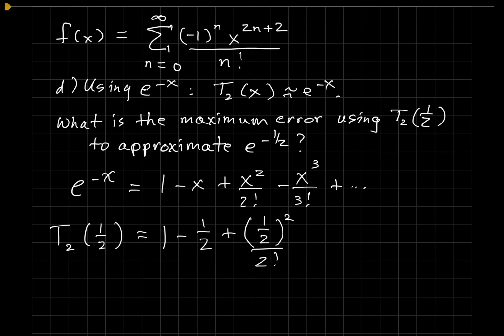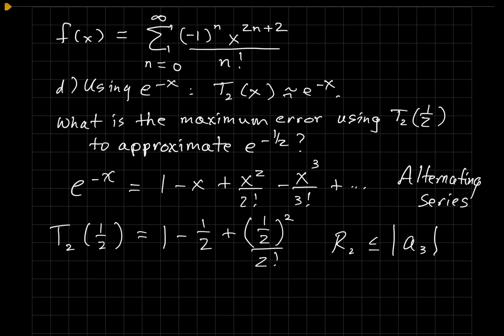But the question was, what's the maximum error using this approximation? Notice that we have an alternating series. So the remainder or error, using our second degree polynomial, is less than or equal to the absolute value of the first left off term.